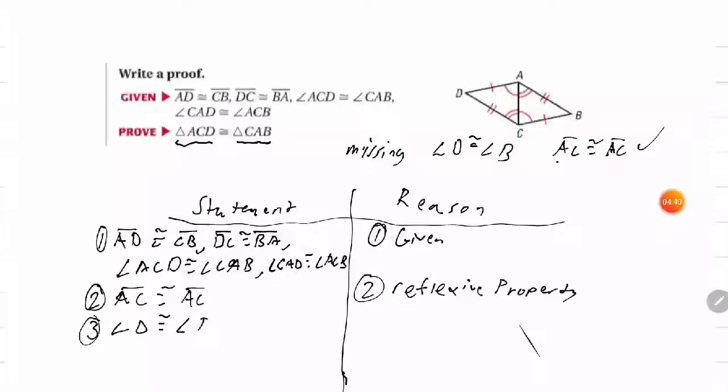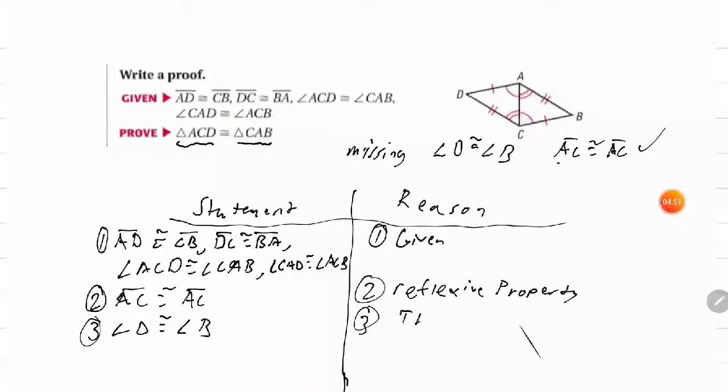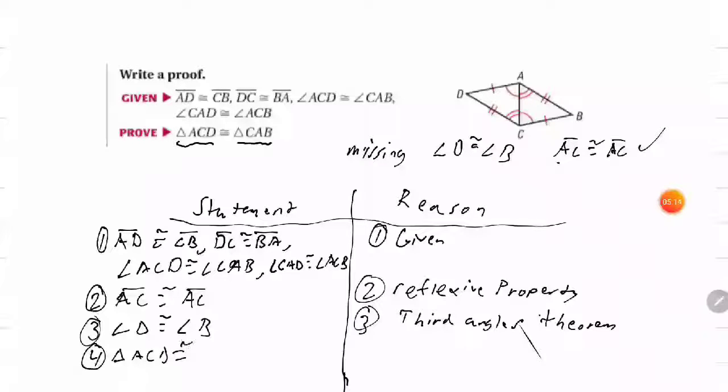But we have a reason why these two are congruent. And we did it, I think, on the last page. It's called third angles theorem. If two angles of one triangle are congruent to two angles of the other, then the third angles are the same as well. So now we have all the pieces to show that triangle ACD is congruent to triangle CAB.